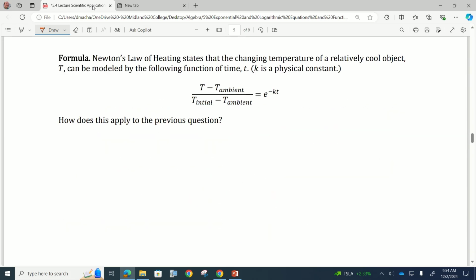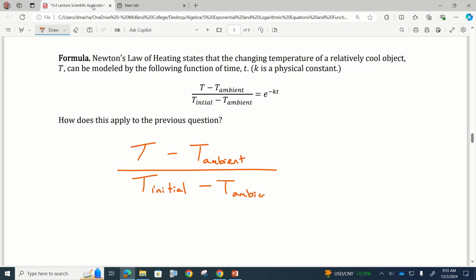So again, Newton's law of heating and cooling, they're the same equation. Heat transfer is kind of a symmetric thing where the heat always goes from a warm object to a cold object. It doesn't really matter whether the warm object is the ambient surroundings or the warm object is the object itself. We still take the temperature of your object minus the ambient temperature divided by the initial temperature minus the ambient temperature, set it equal to e to the negative kt.